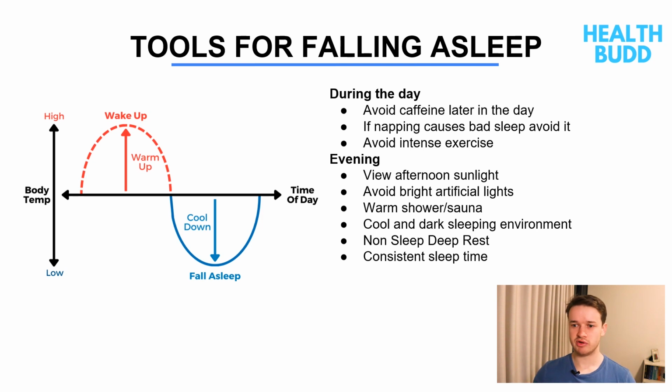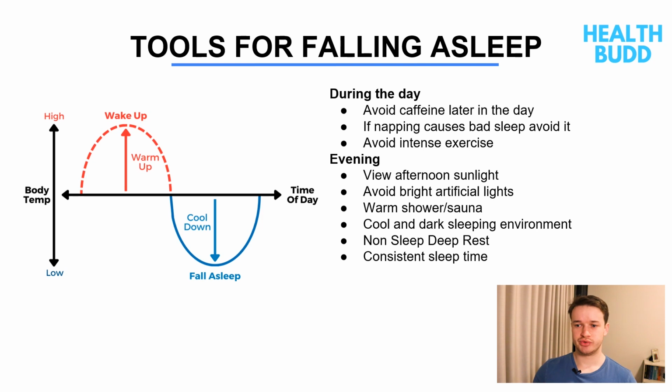In the evening, we want to be viewing afternoon sunlight. The reason for this is it can offset the side effects of artificial light late in the night. And so that's just one tool that's helpful. Second tool is you want to be avoiding bright artificial light. Andrew recommends dimming your lights, putting lights below eye level, just so your body's not staying awake all night.